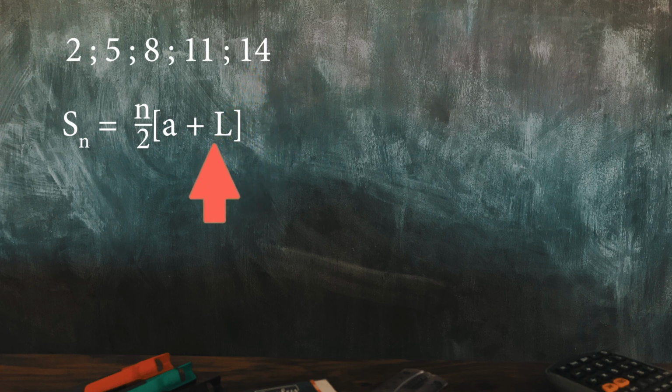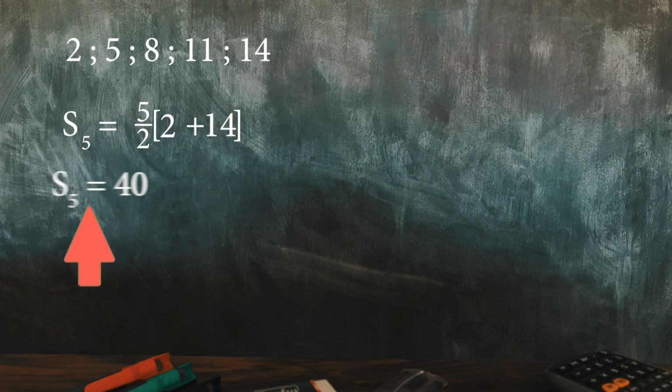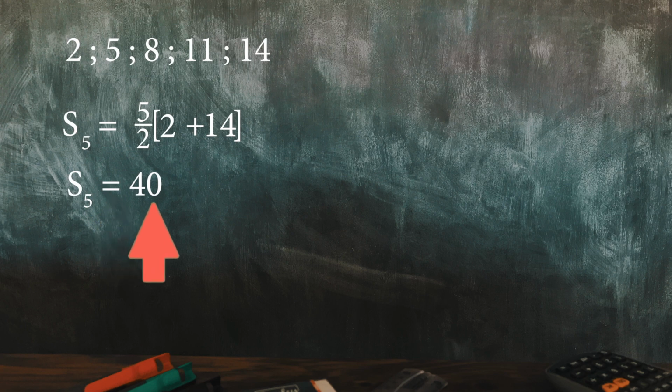So quite easy. We simply do the substitution. In the place of n, we will put a 5 because there are 5 terms that we want to add. So in the place of this n, we also put a 5 and then divided by 2, and then in brackets we've got a, which is the 2, and in the place of the l, there's the 14. So if we do this on our calculator, we will simply see that the sum of the first 5 terms is equal to 40.